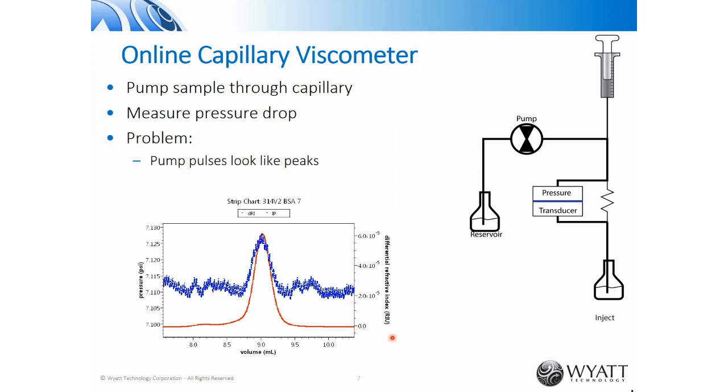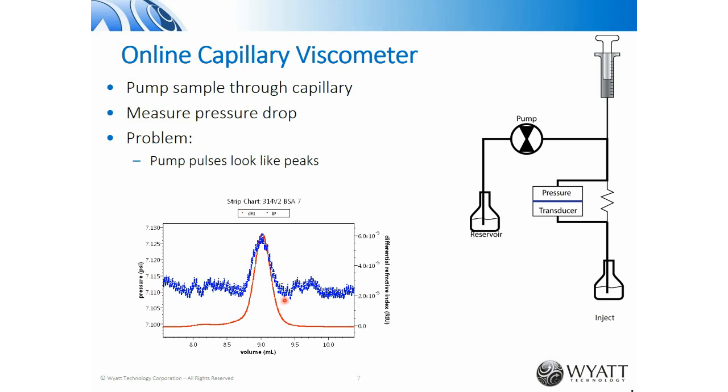On the right axis I have the differential refractive index, which is measuring the concentration, and that's in this red curve, and you get a beautiful measure of the chromatography elution. And the single capillary viscometer on the left here, you can see it varies. In this case, this is in PSI from 7.110 to 7.115, but there's lots of these pump pulses, and this is limited by the pump.